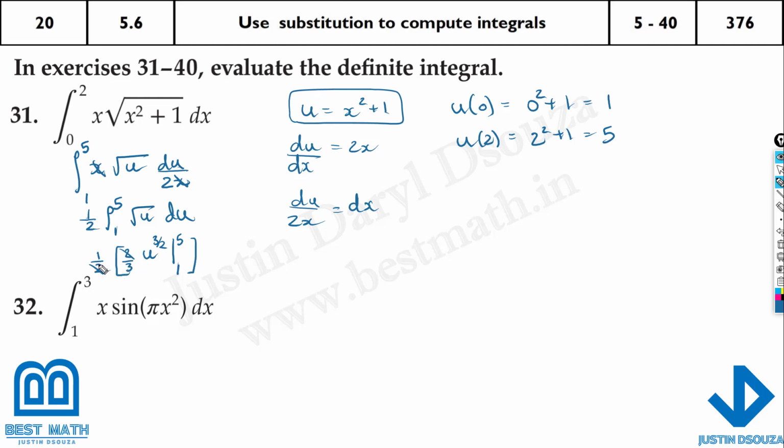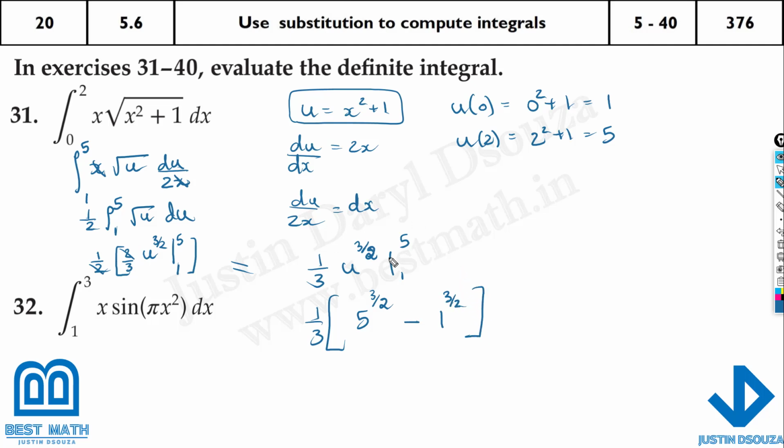Now let me simplify and write what is known. It's 1/3, I'm just writing it over here, u to the power 3 by 2, with the limit 1 to 5. How do you apply the limit? It's the upper limit minus the lower limit. So 1/3 is outside. Here, instead of u, you put this value. It is 5 to the power 3 by 2, minus the lower limit, 1 to the power 3 by 2.